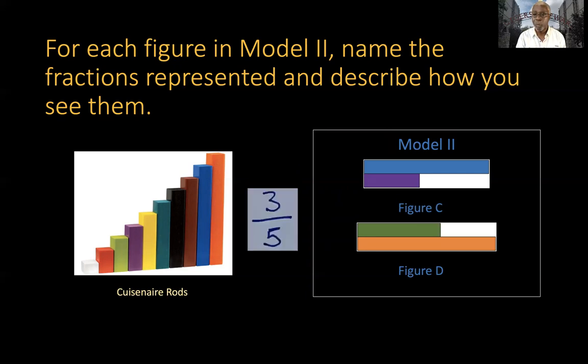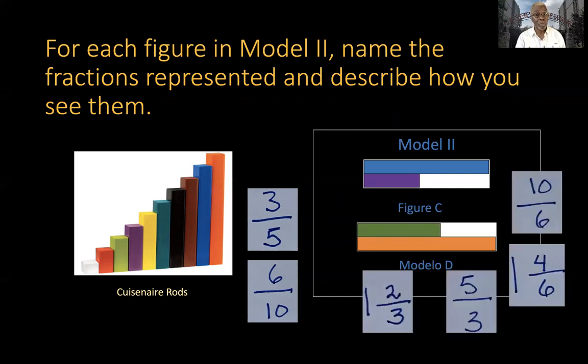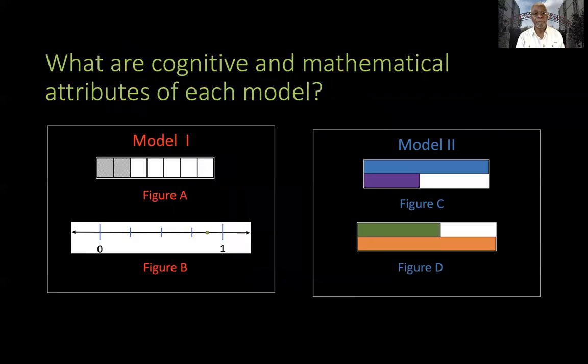In figure D, we can take the red rod as the unit of measure and see that the dark green rod is equivalent to 3 red rods and the orange rod equivalent to 5 red rods, so that the fraction represented is 3/5. Or we can use the white rod as the unit of measure and say that the fraction represented is 6/10. And we have these other fractions, which can also be seen as represented in figure D.